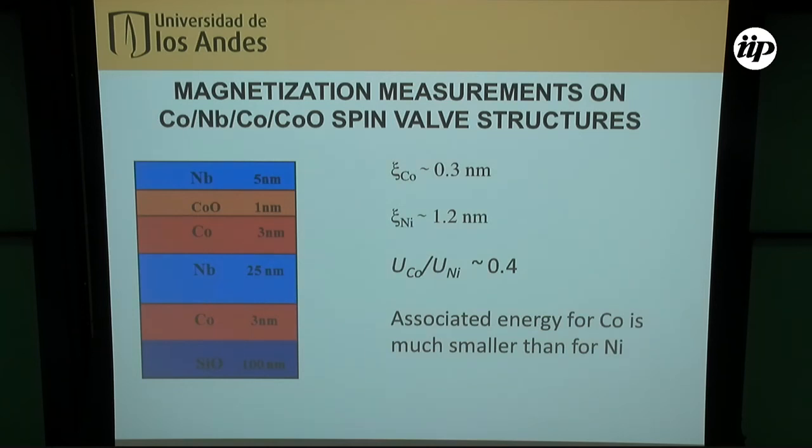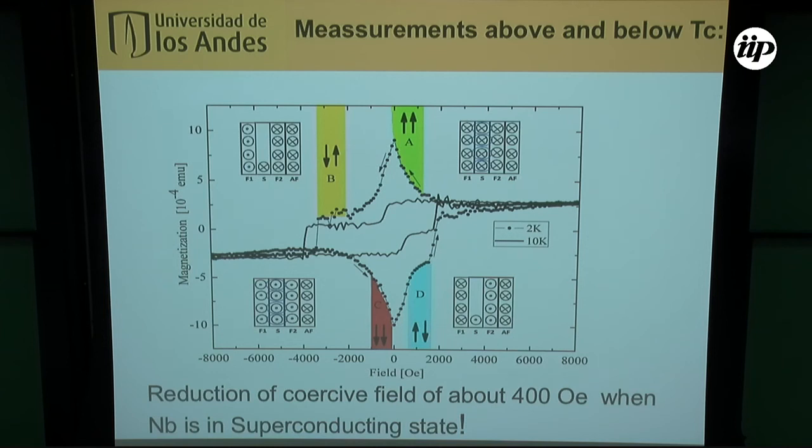This is the last part of my talk. I replaced nickel with cobalt, okay? And the reason for this is that we wanted to see the effect of changing the ferromagnet. This one has a larger exchange field, but has a lower penetration depth. That means that copper pairs penetrate less into the cobalt. And that means that the ratio of the energies is 0.4, okay? So, in other words, the energy for doing vortex flipping is less than when using nickel. Indeed, the results did not show vortex flipping.